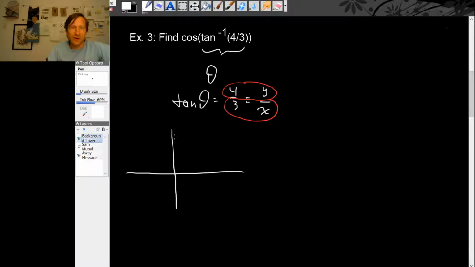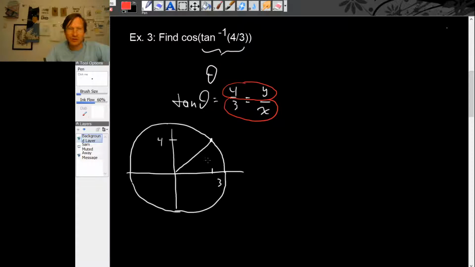So let's see, if y is 4 and x is 3, that's going to look something like this. So our circle is going to be something like this. Okay, and our angle theta is going to look like that. Okay, now to calculate cosine of this angle, remember theta is the inside of our cosine function here.